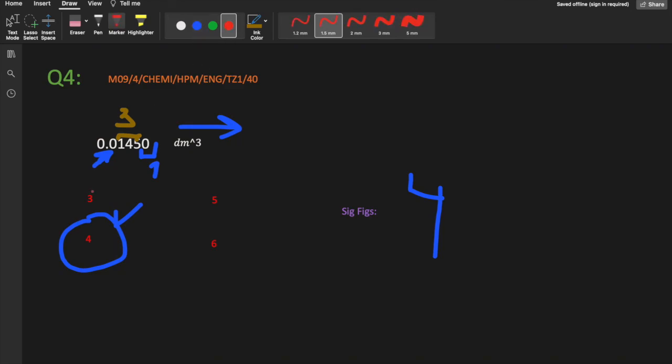3 significant figures is incorrect because that would just mean that the non-zeros are significant figures without the trailing zero. And 5 and 6 significant figures are incorrect because leading zeros never count as significant figures.